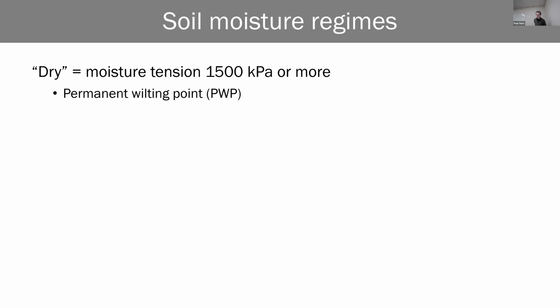This is the permanent wilting point for plants. It's when the amount of water in a soil profile is no longer enough to sustain plant life. Maybe there is water in the soil profile, but it's not going to be available to plants because of how tightly it is retained by the individual soil particles.